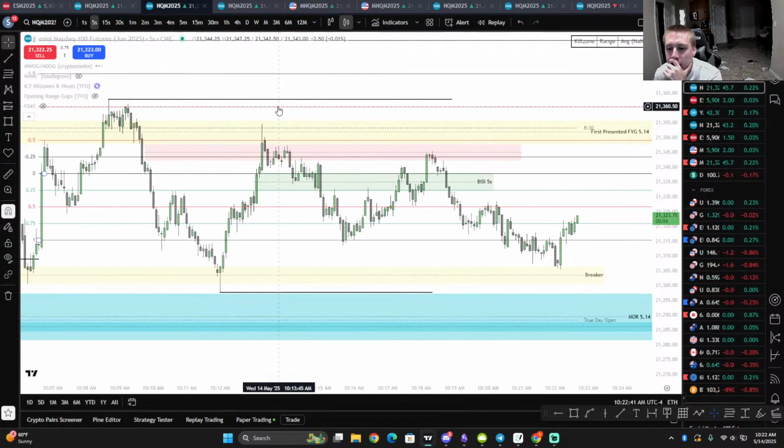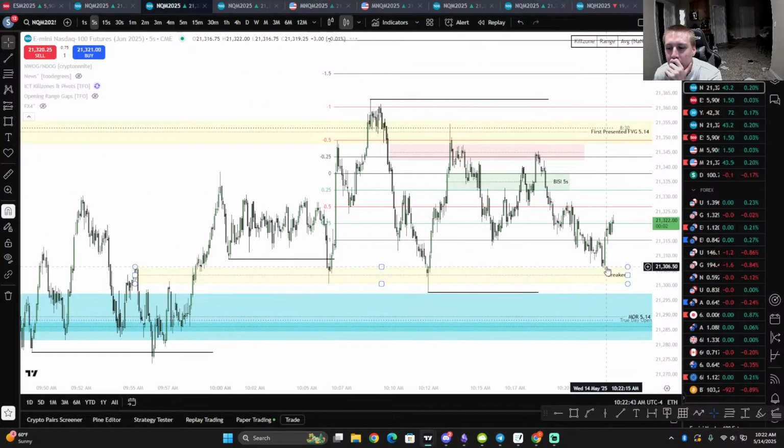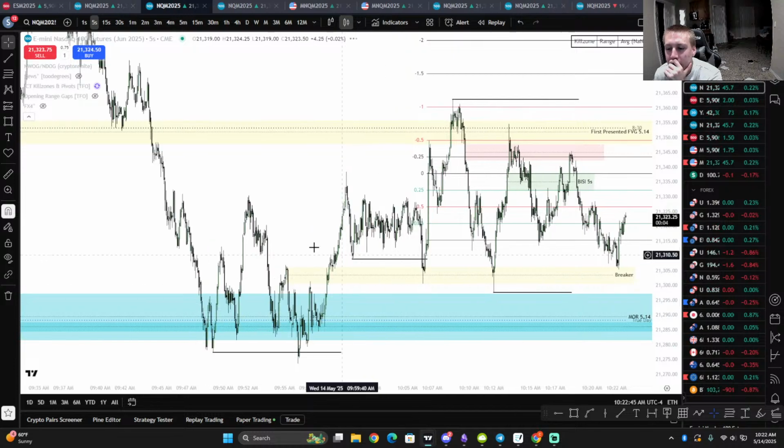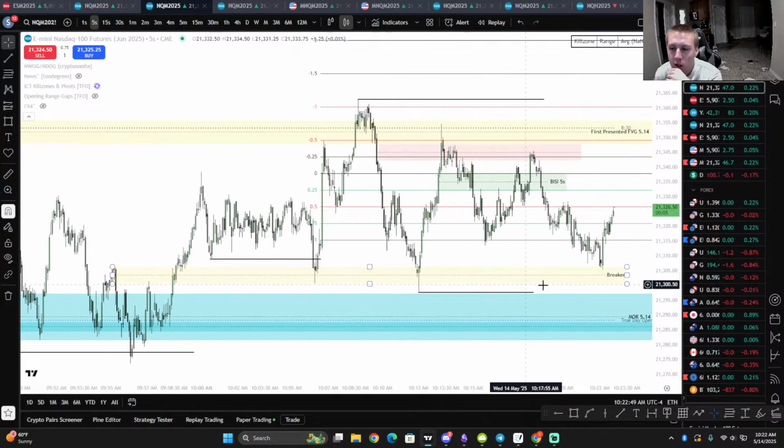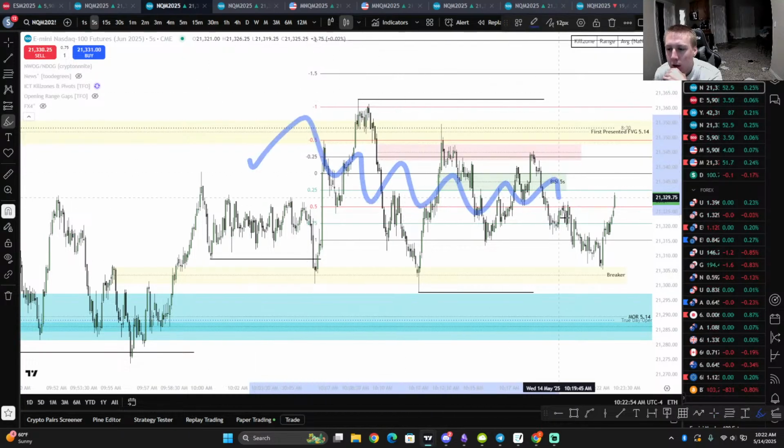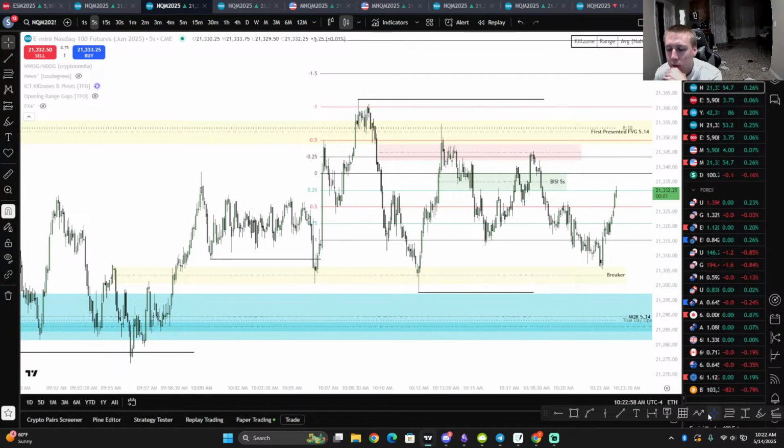pretty nice right now. We hit the breaker once more. Kind of just creating these relative equal lows. This is proving to me that we're in a consolidation. We're just grinding traders out here. I do want to see if we want to trade a buy side first.